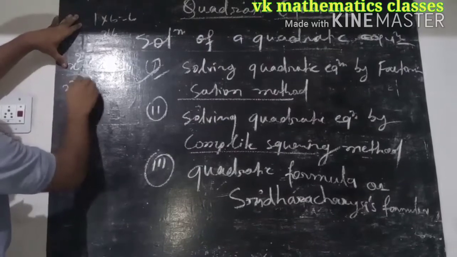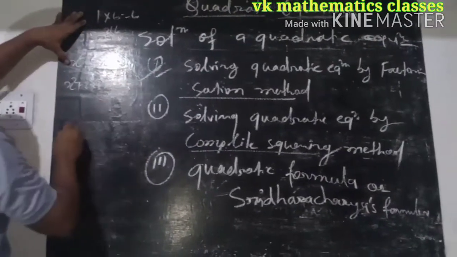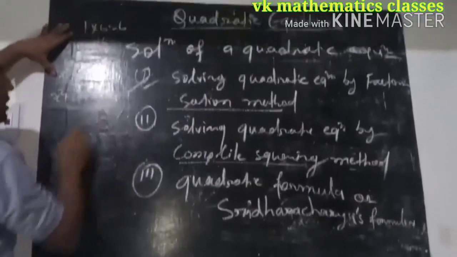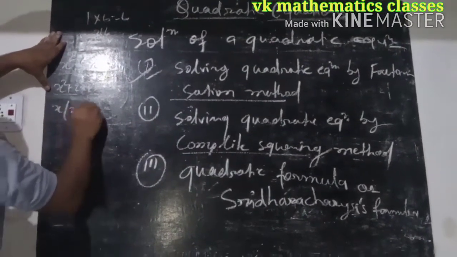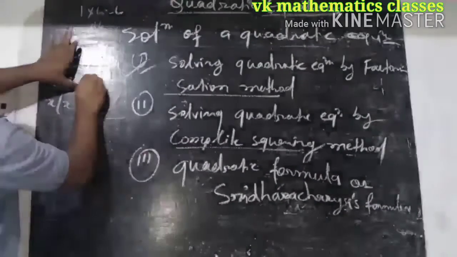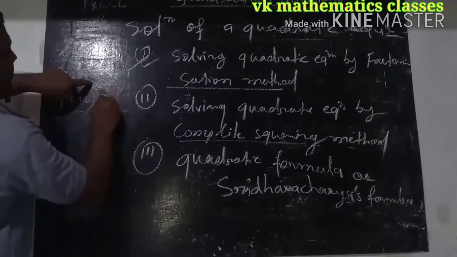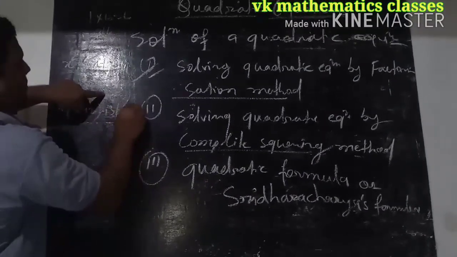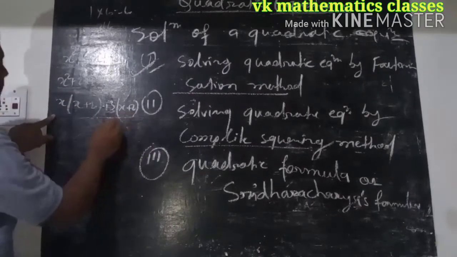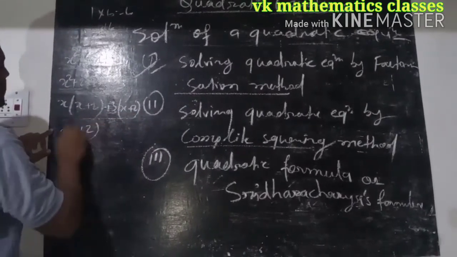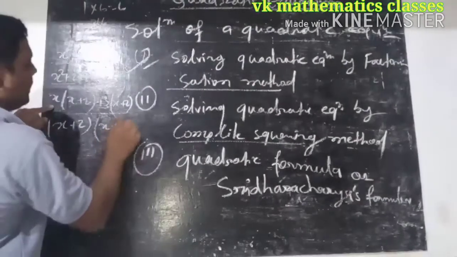Here, x square plus 2x plus 3x plus 6. Now we take the common factor from these terms. We find x plus 2 from the first two terms, and from the terms 3x plus 6 we take the common 3. So here x plus 2. Now x plus 2 is common, so x plus 2 is taken and the remaining term is x plus 3.